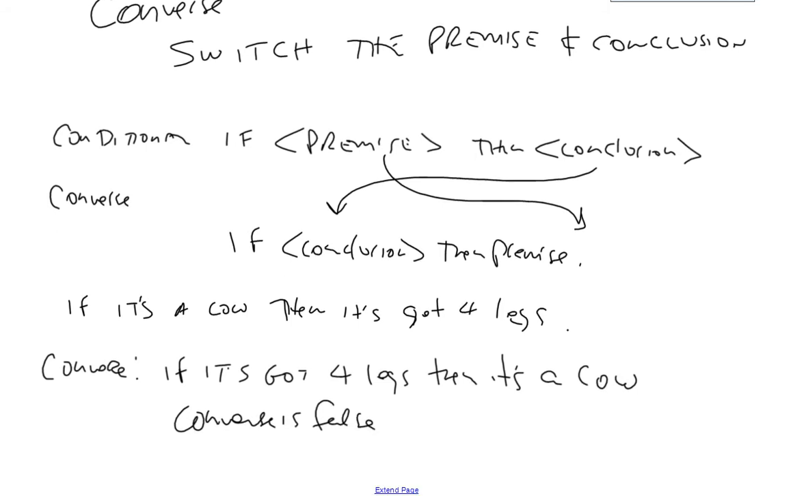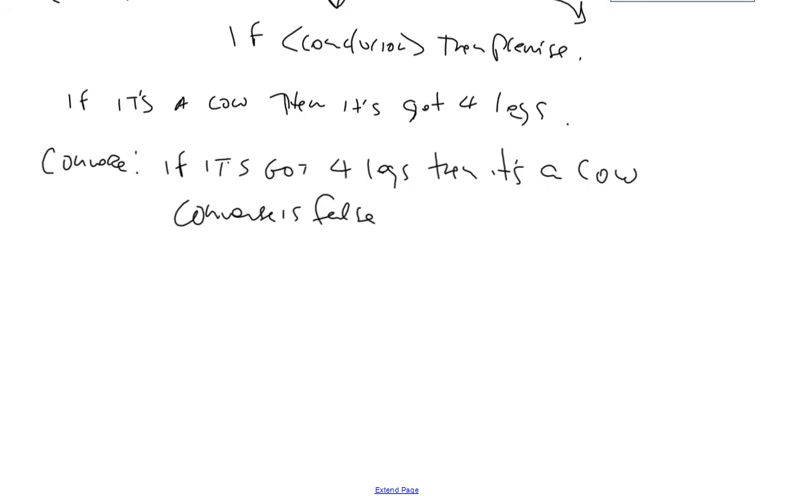Let's take another example where the converse is true. If 2 lines are parallel, then they never intersect, right? If you have 2 lines that are parallel, then they never intersect. The converse is, if 2 lines never intersect, then they are parallel. And we know that that must be true because that is the definition of parallel lines, 2 lines that never intersect.